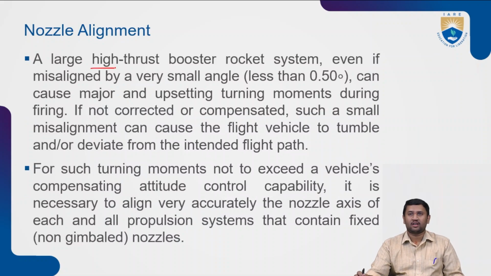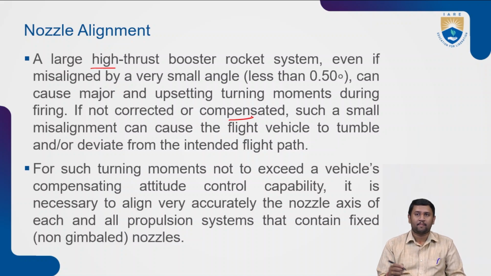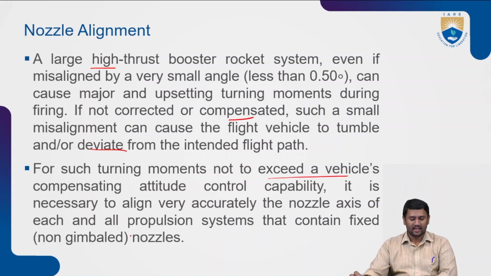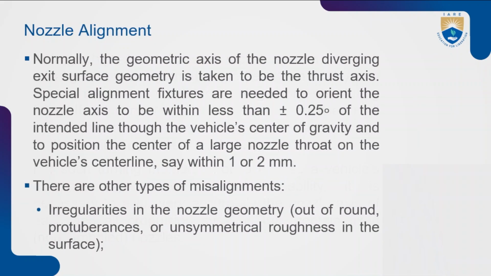A large high thrust rocket booster system, even misaligned by a very small angle, that is less than 0.5 degree, can cause major and upsetting turning moments during the firing. If not corrected or compensated, the small misalignment can cause a flight vehicle to tumble or deviate from an intended flight path. For such turning moments not to exceed a vehicle's compensating altitude control capability, it is necessary to align very accurately the nozzle axis of each and all propulsion systems that contain a fixed non-gimbal nozzle.